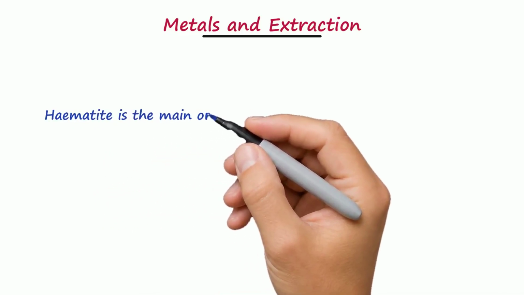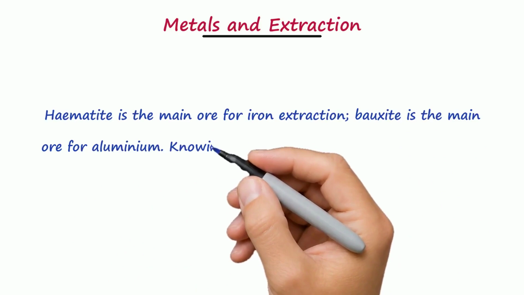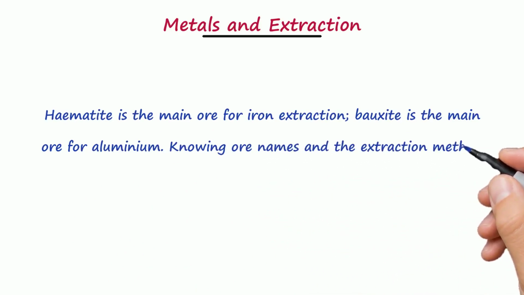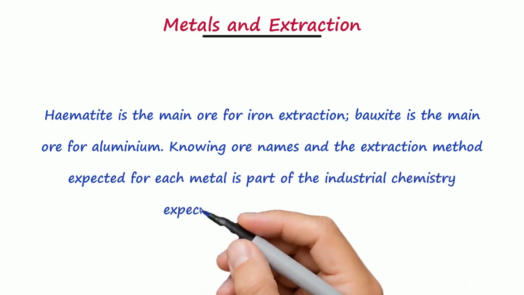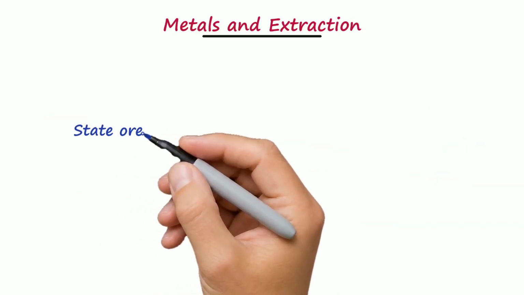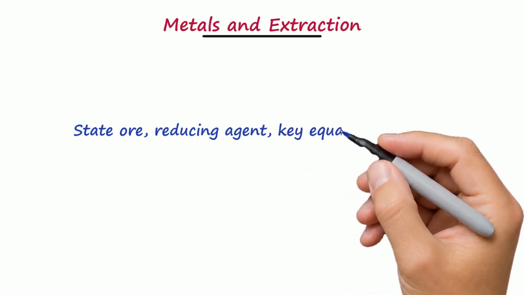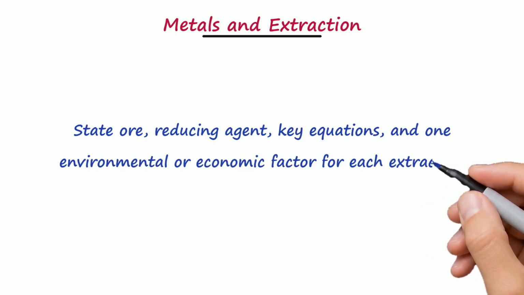Hematite is the main ore for iron extraction, bauxite is the main ore for aluminium. Knowing ore names and the extraction method expected for each metal is part of the industrial chemistry expected at O-level standard. State ore, reducing agent, key equations, and one environmental or economic factor for each extraction process.